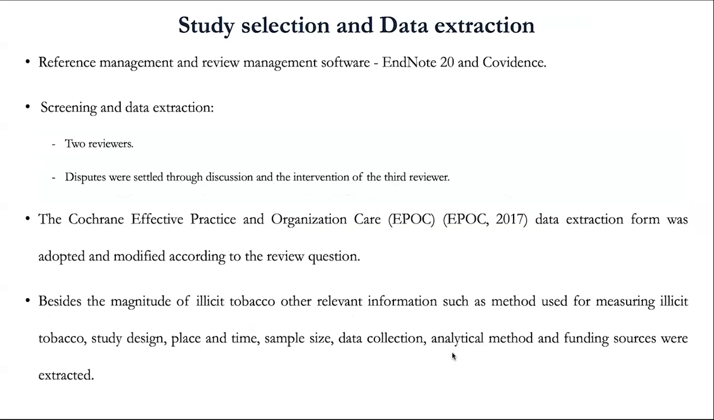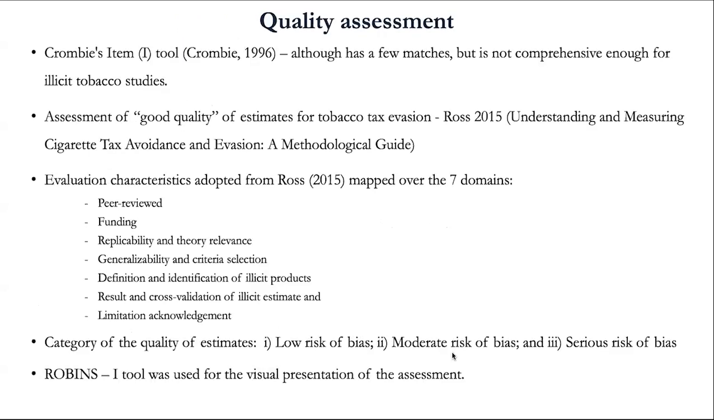For data extraction, the Cochrane Effective Practice and Organisation of Care form was adapted and modified according to the review question. Along with the size of the illicit tobacco share, the other information that we extracted from the studies included details like the method used to measure it, the study design, the location and timing, the sample size, how the data was collected, the analytical techniques employed, and information about the funding sources. These are the pieces of information that we extracted using the data extraction form.